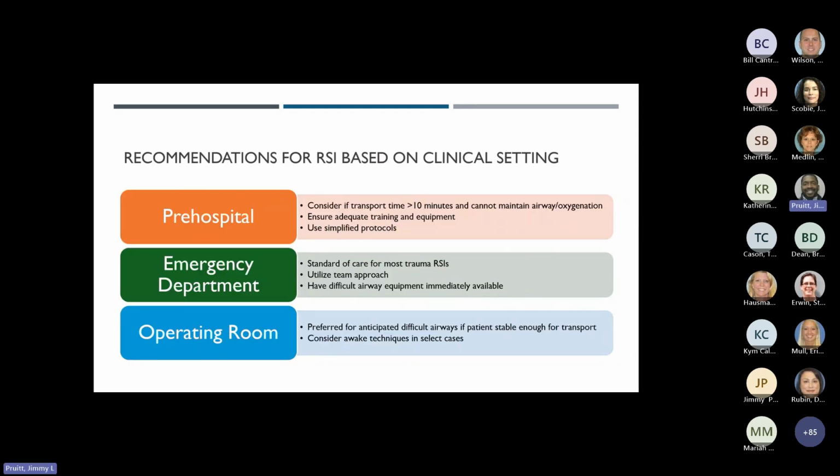Looking at this, recommendations for RSI are going to be based on the clinical setting. I reached out to a few of my docs and they said it's going to really be dependent. For pre-hospital, consider it if transport times are over 10 minutes and you cannot maintain the airway, if you have adequate training and equipment, and use simplified protocols. The ED is going to be standard of care for most trauma RSIs, utilizing a team-based approach, but have difficult airway equipment immediately available. And for the OR, again, definitely out of my ballpark here, it's going to be preferred for anticipated difficult airways if the patient is stable long enough for transport, and consider awake techniques in select cases.